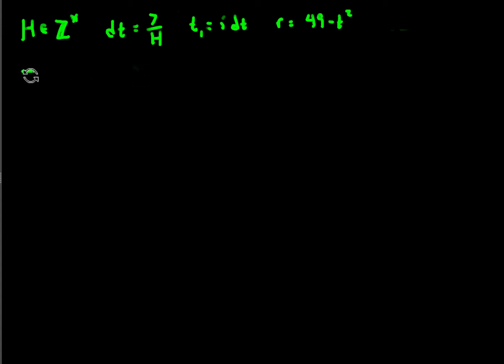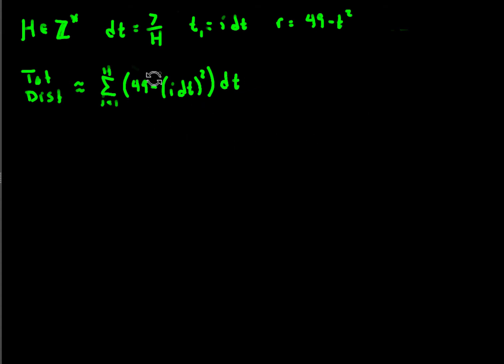So then the total distance should be approximately this sum of my function. So it's 49 minus, at each point, I'm going to put in i dt for t. So this will be i dt squared. And that whole thing, so that's the height of the rectangle times its width, dt.